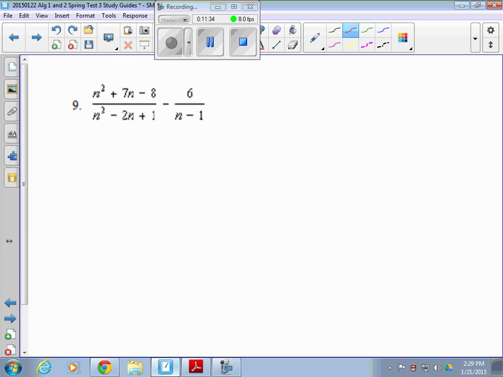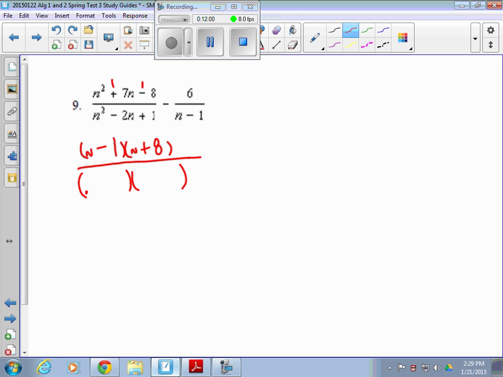Number 9, we're doing the same thing. Just notice it says minus instead of plus. Factor out the first one. We just got a little more factoring to do with this one. N times n. Your factors of 8 are 1 and 8 and 2 and 4. You have to use 1 and 8 to get to 7. This says they're different signs. This says the bigger one's plus. 8 is bigger. 1 is smaller. Minus 1 plus 8.